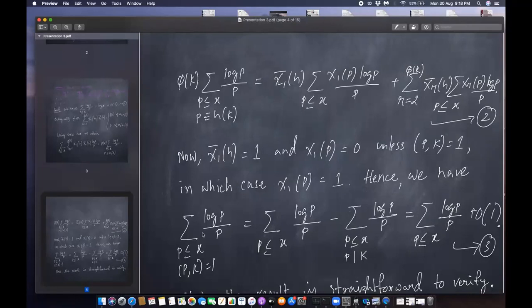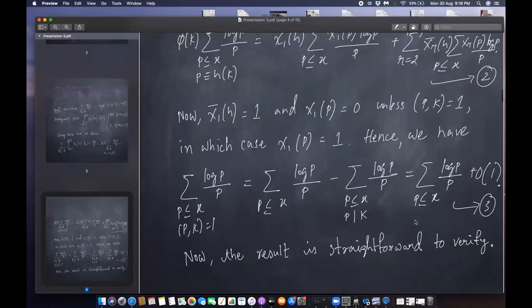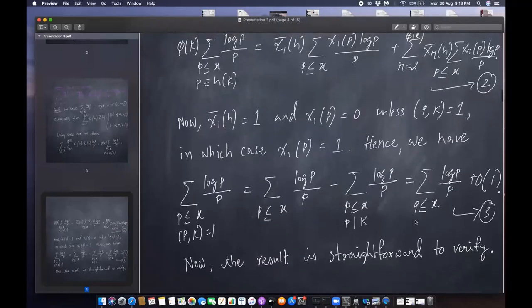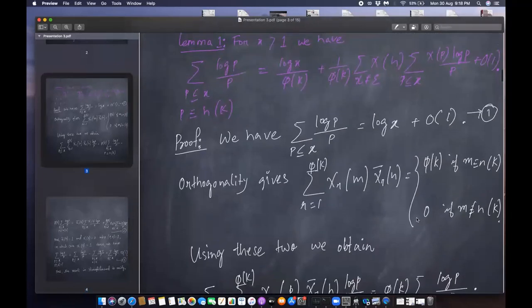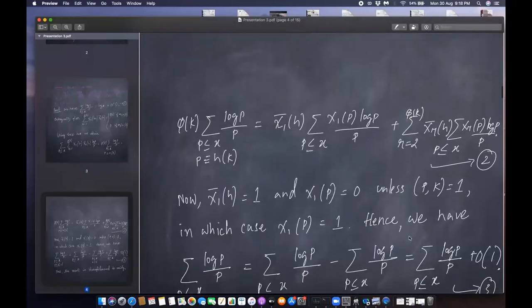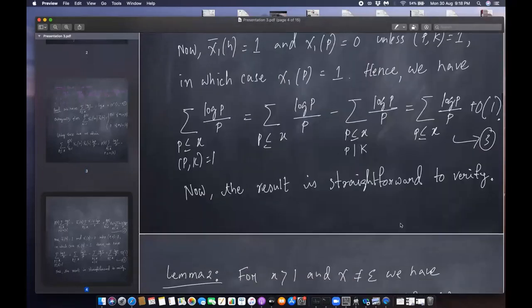So here we have this. Now I think it is straightforward: by combining 1, 2, and then 3, we get the identity.